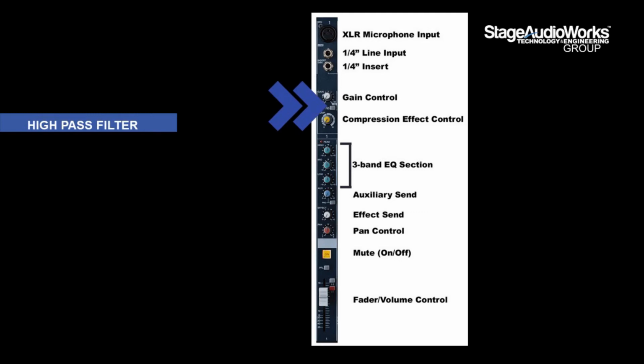We have a high pass filter, sometimes also called a low cut. On some mixers, this is a fixed value like 80 Hertz or 100 Hertz. Pushing this button will cut frequencies below that value on that channel. Compression, this is one of the dynamic processes, so I'm going to get into this in more detail later.